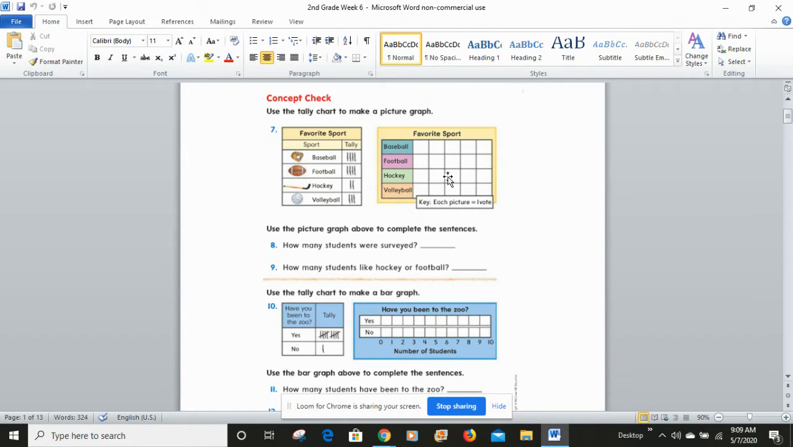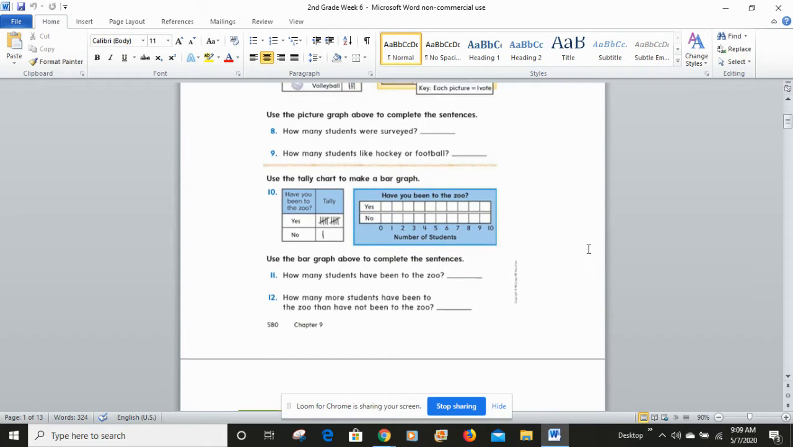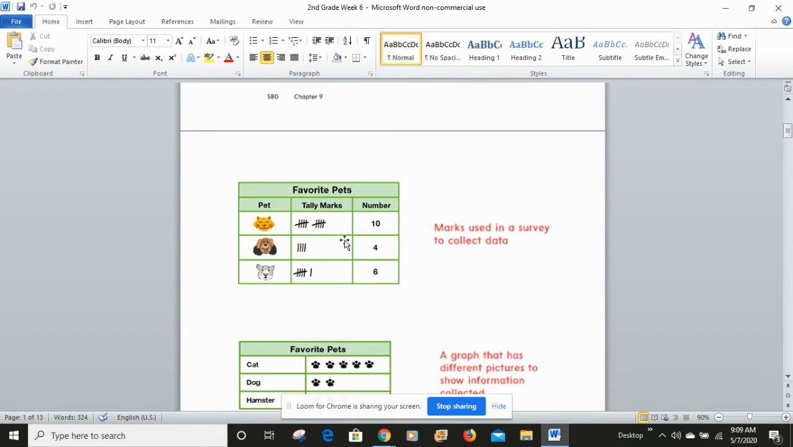So there are some pictures here that you need to look through and transfer the information from the tally charts into the picture graph, tally chart onto the bar graph, and then here's the questions that can be answered by looking at this data. Okay, so just as a quick little review, remember a tally chart uses marks in a survey to collect data. And here you see the title, favorite pets, the kind of pets on the side, cat, dog, and hamster, the tally marks in the middle, and then the totals.